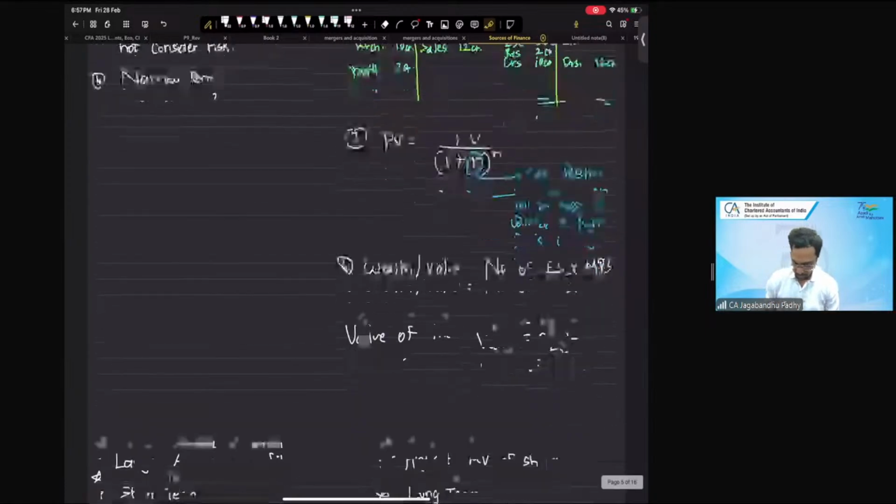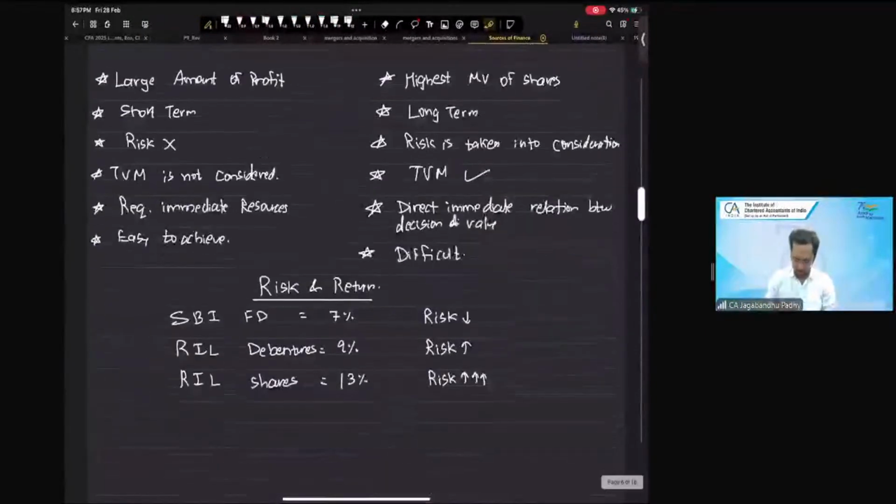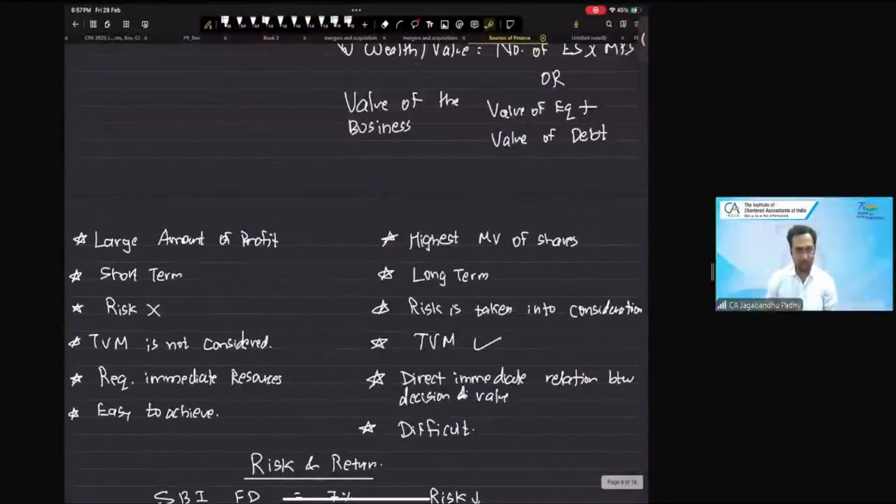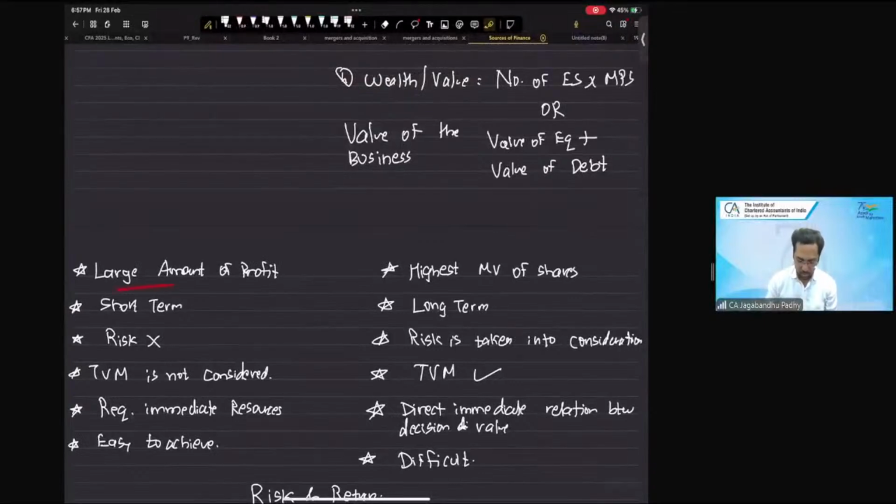Okay. So if you look at some other differences, the objective of profit maximization would be a large amount of profit, whereas you'll always be looking for maximizing the market value of the shares. So profit maximization is a short-term objective. It doesn't consider risk. Time value of money is also not considered. It requires immediate resources and it is easy to achieve. Just decline your cost of production, and you'll be able to achieve the profit maximization objective.